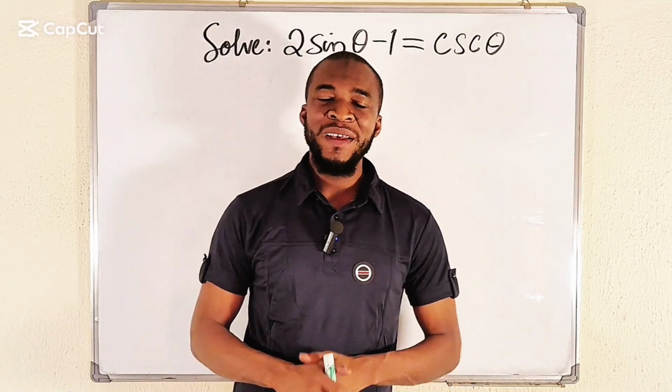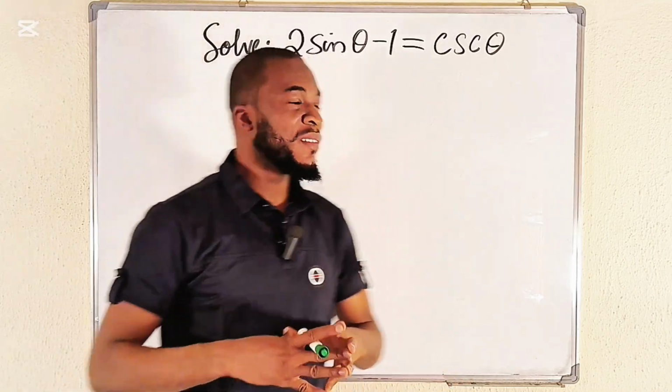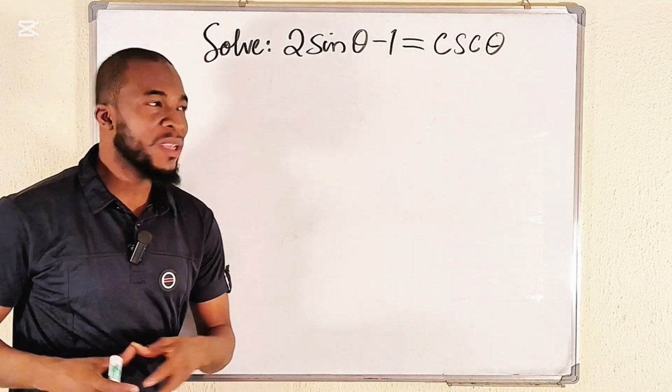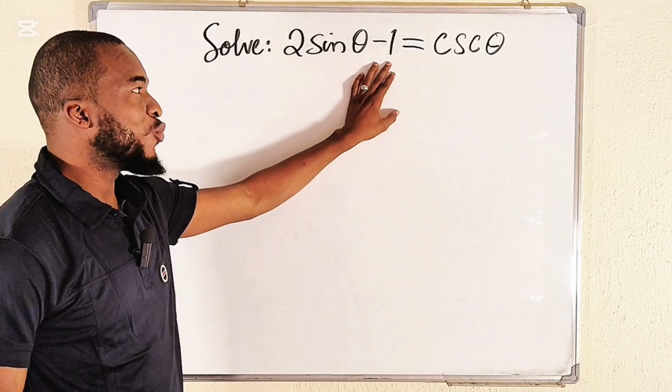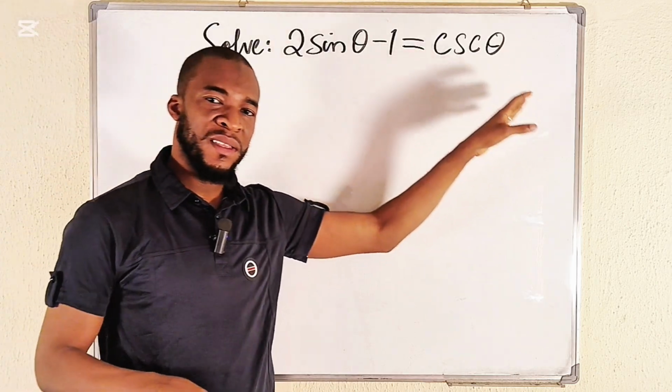Hello everyone, let us find a solution to this simple trigonometric equation: 2 sine theta minus 1 equals cosecant theta.